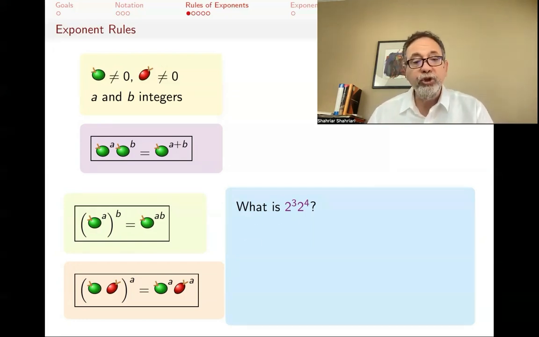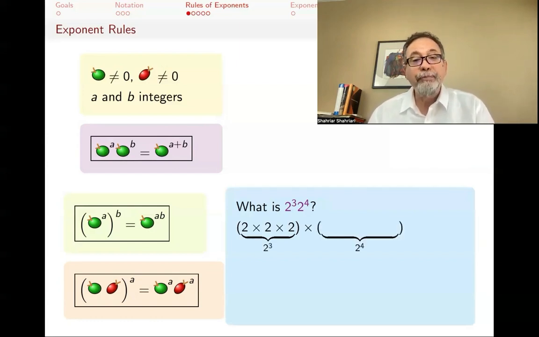What is that? Well, 2 cubed is 2 times 2 times 2. That's what 2 cubed means. And then we're multiplying that by 2 to the fourth. But what's 2 to the fourth? Well, that's 2 times 2 times 2 times 2, 4 twos. So now we're multiplying all these twos together. How many twos are we multiplying? We're multiplying 7 twos. So that's 2 to the 7th.